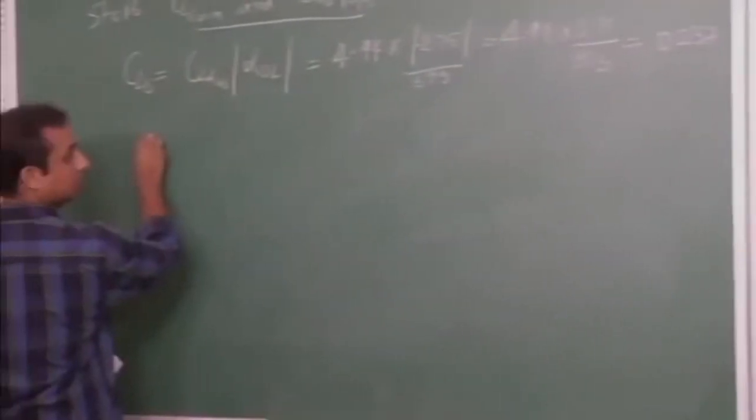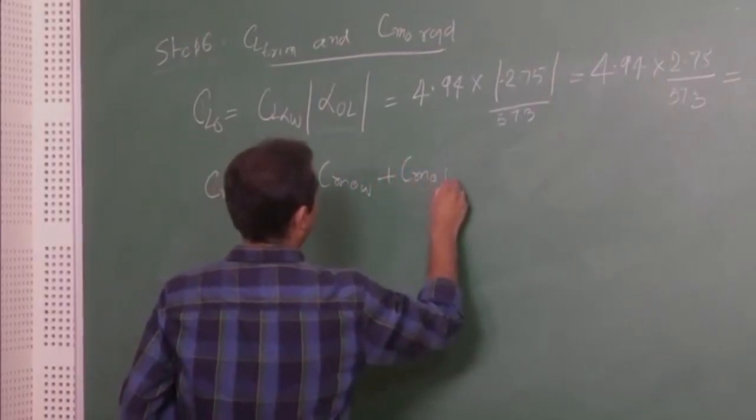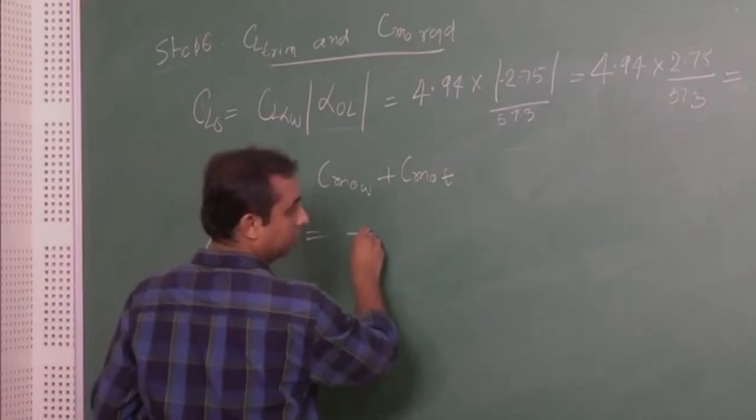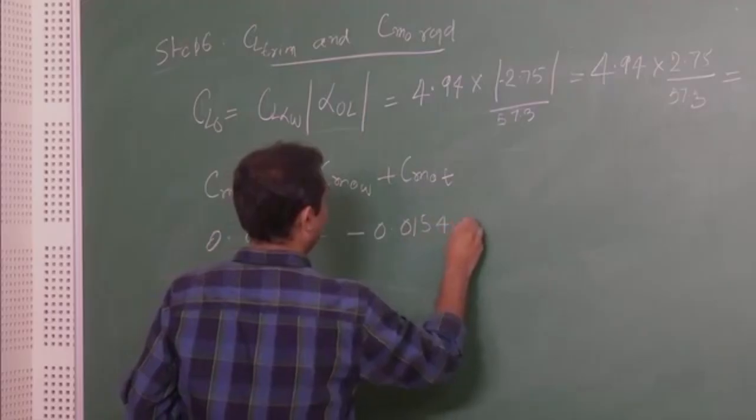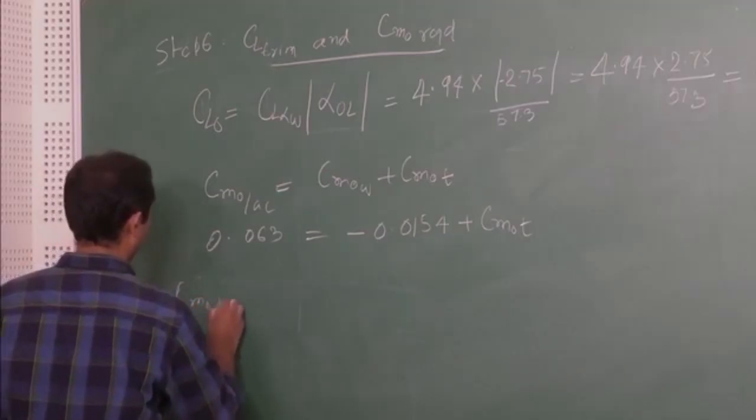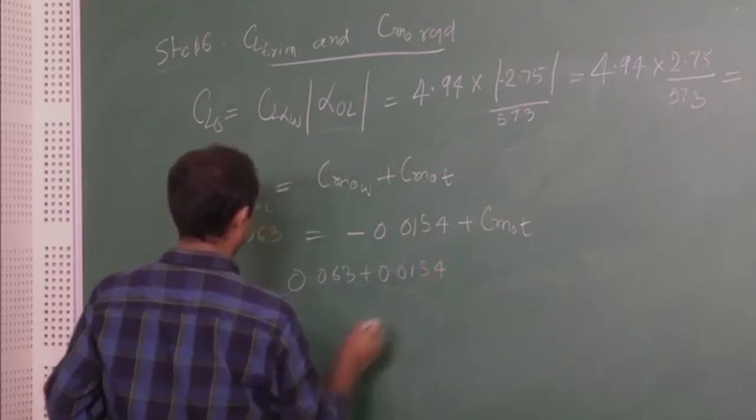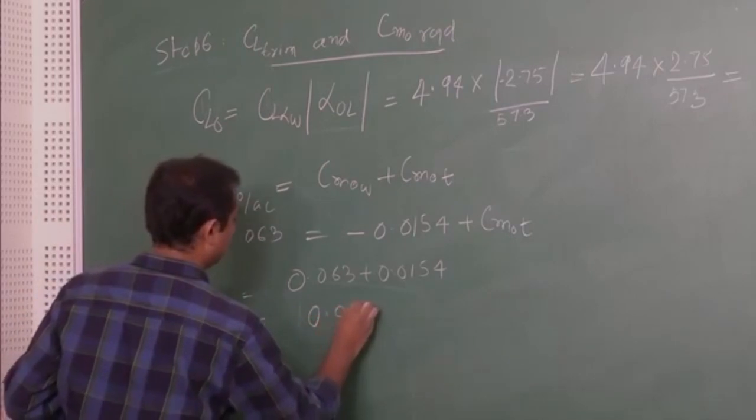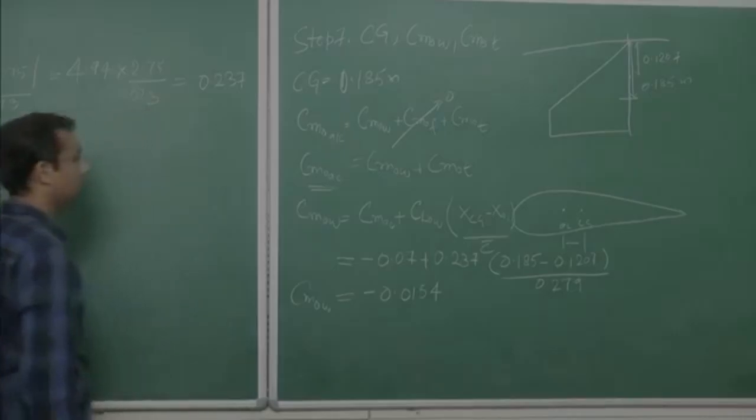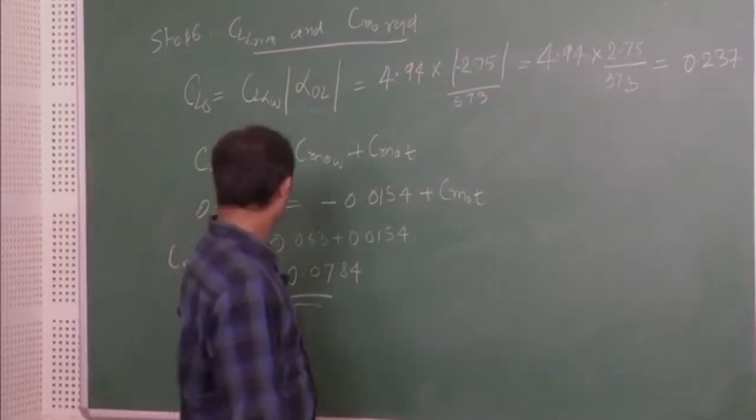CM naught of aircraft equals CM naught of wing plus CM naught of tail. This was 0.063 equals, we got, -0.0154 plus CM naught of tail. So CM naught of tail will be 0.063 plus 0.0154, which will be equal to 0.0784. This is the value I have to generate in order to get total CM0 of the aircraft as 0.063.